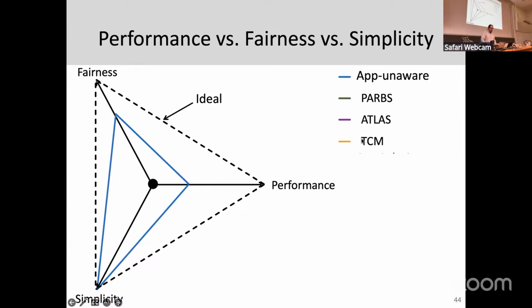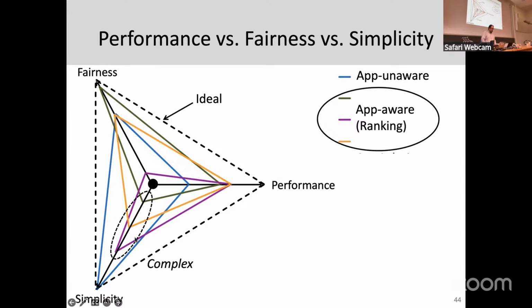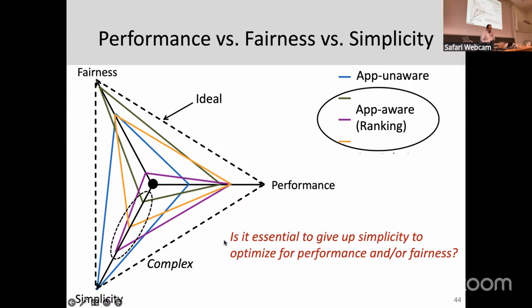Other works, PARBS, ATLAS, and TCM, you can, based on the numbers that they report in the paper, categorize them here. You can see that, for example, PARBS is quite fair, with relatively good performance, but not very simple. ATLAS is quite simple, but the fairness is not good, though performance is good, and TCM is something around that. So none of these works are simple enough. They are quite complex.